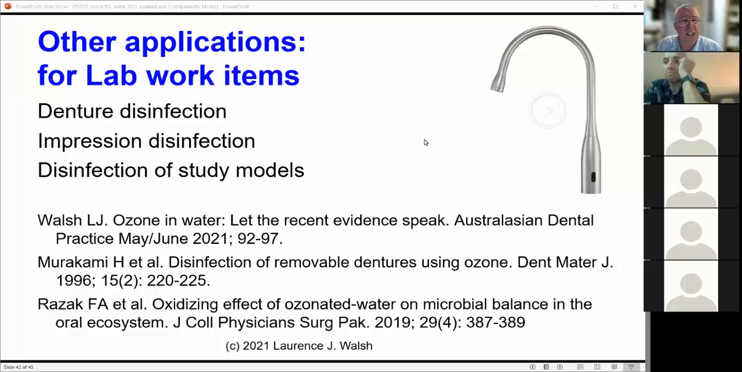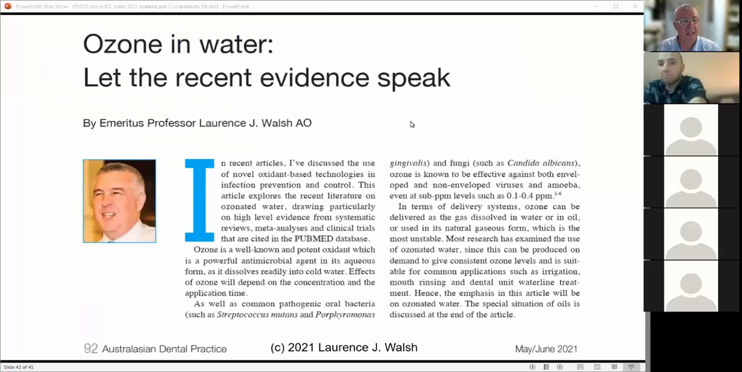A few other applications that have been developed include disinfecting dentures and impressions before things go off to the lab, and disinfecting study models when someone has taken something from the mouth and put it directly on top of a study model. They've then contaminated the surface of the study model. And it's quite difficult to decontaminate a study model without somehow ruining the integrity of the surface of the study model. But ozone water, because it works very quickly and it works from the surface, is actually a pretty good way of doing that. So I've just included a couple of relevant references there.